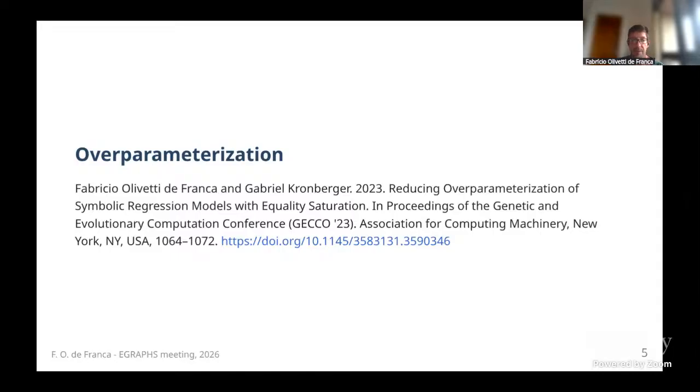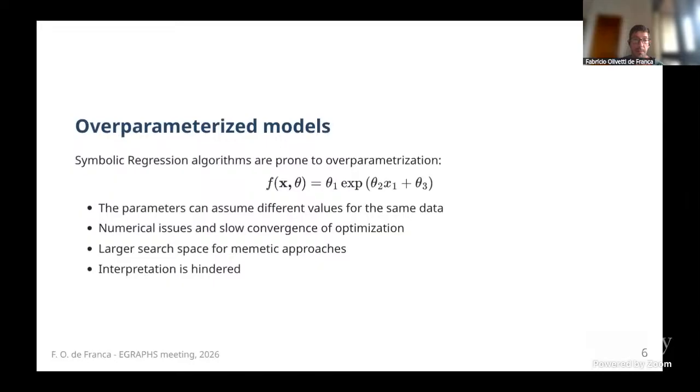This is a quite simple experiment that we made. We depart from the observation that in symbolic regression search, we often generate expressions that have more parameters than necessary. Here, because of the exponential, we could actually discard this one parameter, which can become another constant and can be fitted separately. Having these redundant parameters creates a lot of complications.